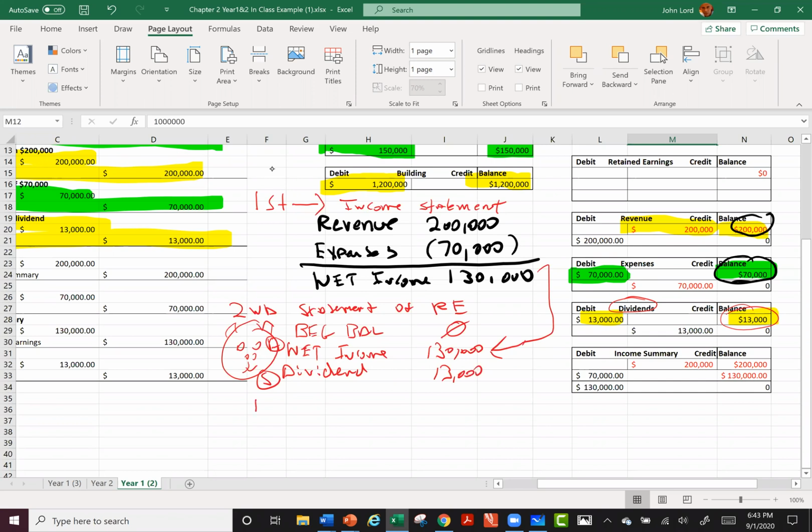Good. And what's my ending balance? 117,000. Ending balance, good. Just doing the math on that, it is 117,000. So you can always figure out the ending balance by saying, those circles: beginning balance, add net income, subtract the dividend gives me the ending balance. BASE: beginning balance, add the net income, subtract the dividend equals the ending balance, 117,000.